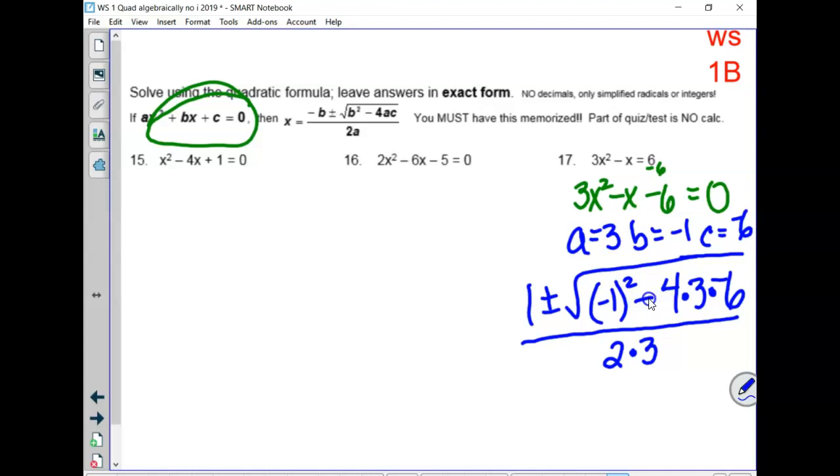Because this is a -4 and a -6 back here, when we multiply, it's going to be plus, right? So 4 times 3 is 12, times 6, I don't know. What's 12 times 6? 72. Plus 1 is 73. Okay, so 1 plus or minus the square root of 73 over what? Okay, can I do anything with that?